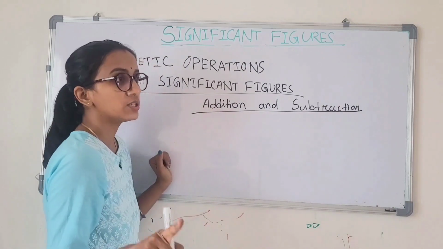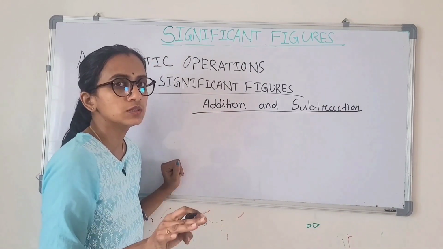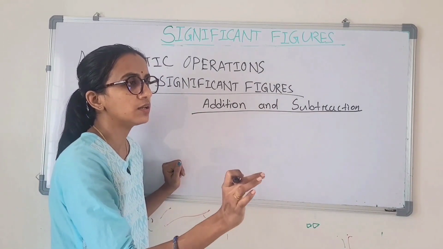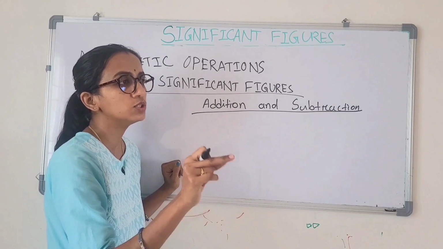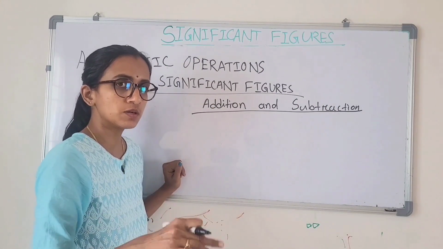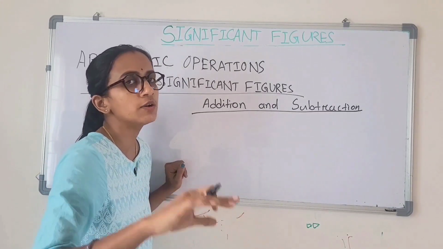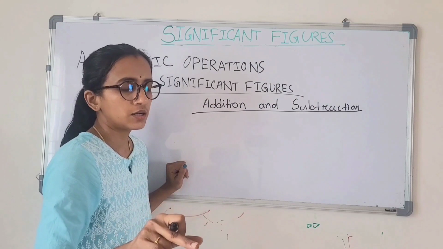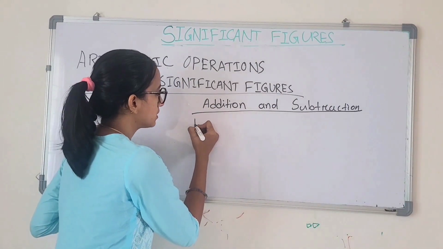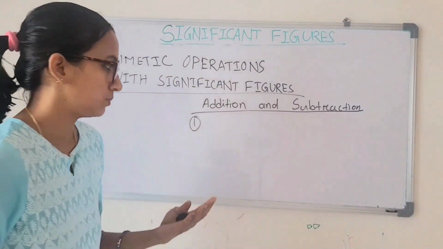Okay, in multiplication and division, digits after and before the decimal were not considered separately. The result should contain as many significant digits as the quantity with the least number of significant digits, counting before and after the decimal together. Here, in addition and subtraction, we are considering the significant digits after the decimal only.